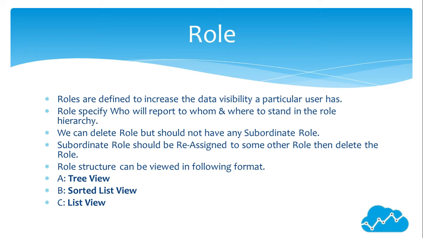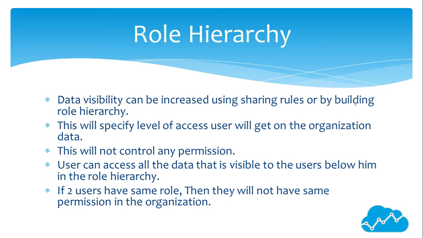Role structure can be viewed in the following formats: tree view, sorted list view, and list view. Role hierarchy: data visibility can be increased using sharing rules or by building a role hierarchy. This will specify the level of access a user will get on the organization data. This will not control any permission. A user can access all the data that is visible to the users below him in the role hierarchy. If two users have the same role, they will not necessarily have the same permission.